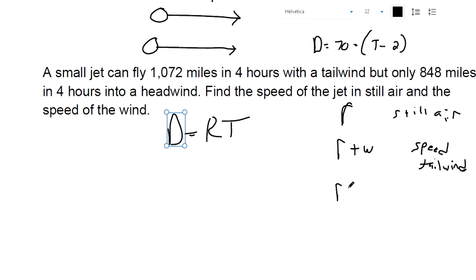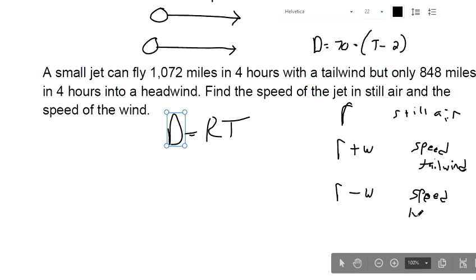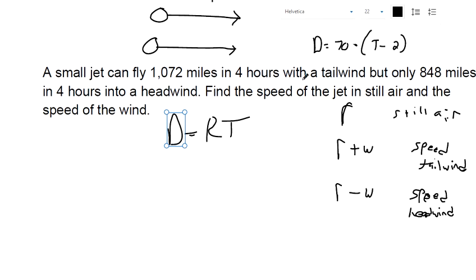And if we're traveling into the headwind, then r subtracted by w is our rate. That's our speed with headwind, because that's slowing us down. So we actually have enough information to start making some equations. The first one will be an equation dealing with tailwind. The distance was 1,072. The rate was r plus the speed of the tailwind. And the time was 4 hours.